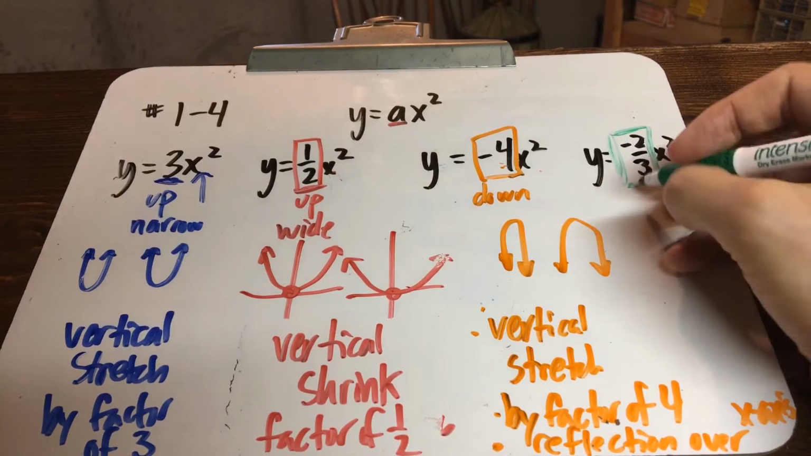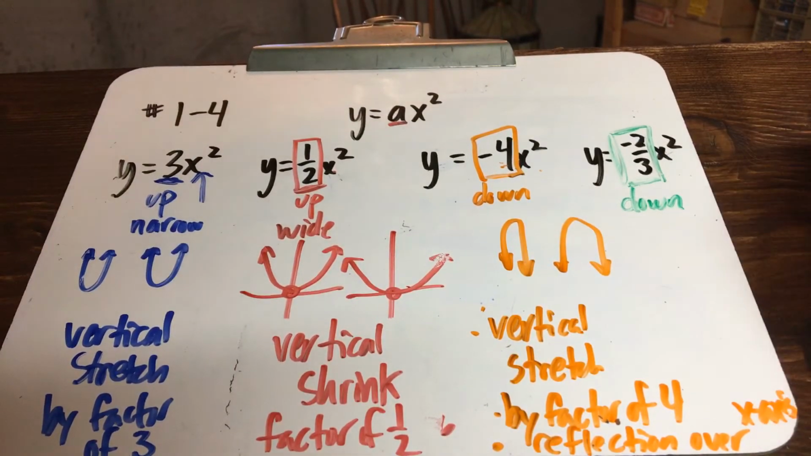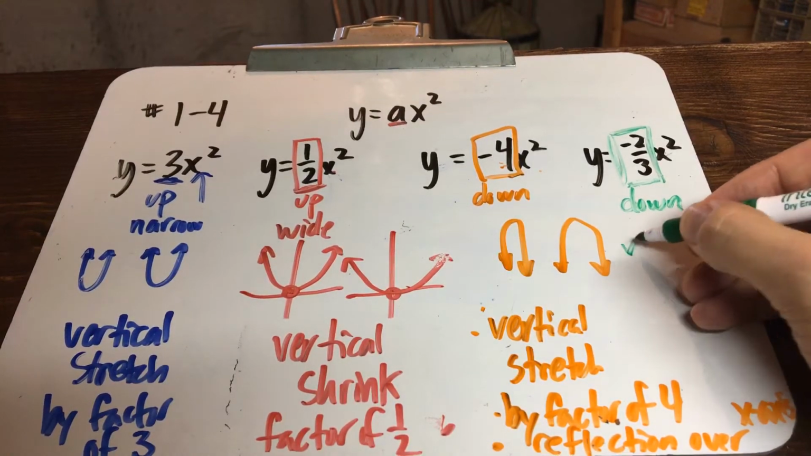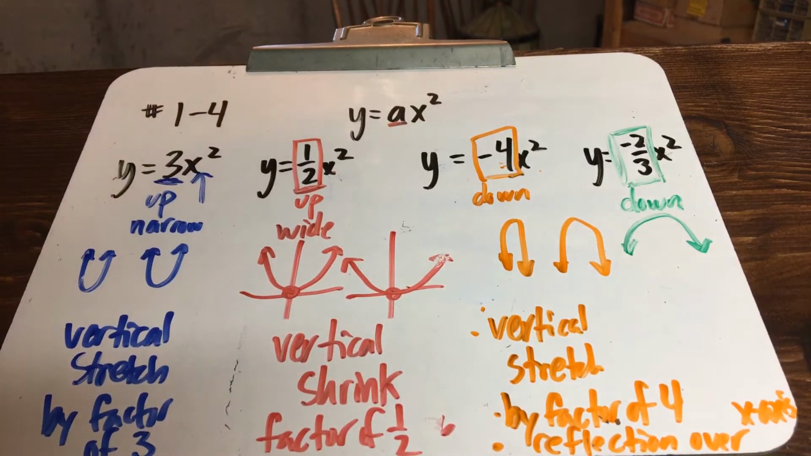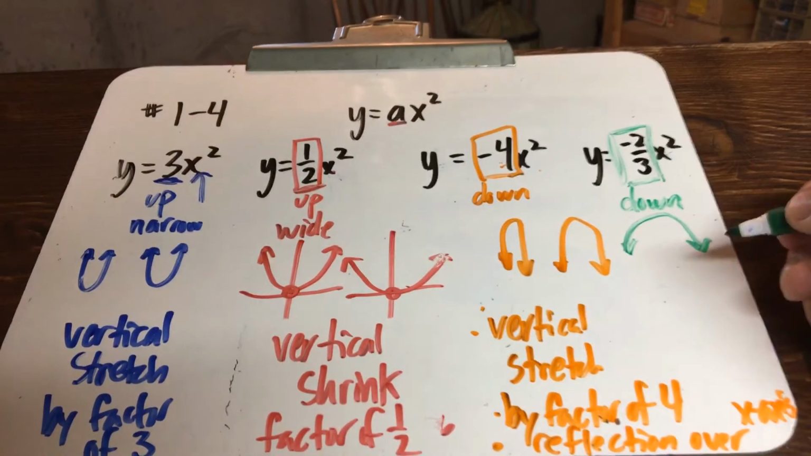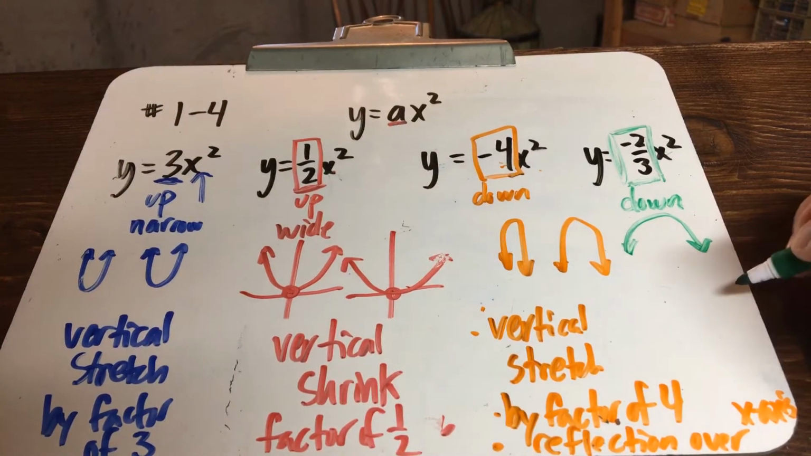This is still negative. The fact that it's negative means it opens down. It means it's also going to be a reflection like this one was. This is negative 2/3. 2/3 is a fraction between 0 and 1, so this one's going to be pretty wide. And then just use your little x and y chart to figure out, if there's 2 of them that are both kind of wide, which one is right.